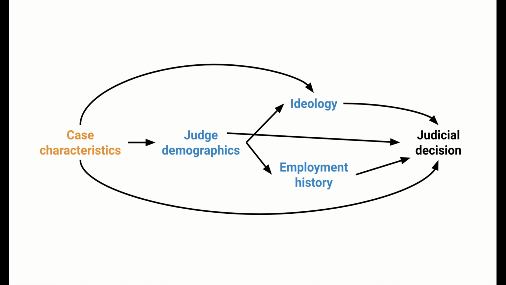Other than judicial decision, the nodes represent characteristics of the judge in blue, or characteristics of the case that the judge is assessing in orange. Some variables, like judge demographics and case characteristics, actually represent an aggregation of several variables, and for simplicity, we'll treat them as a single variable in this video.